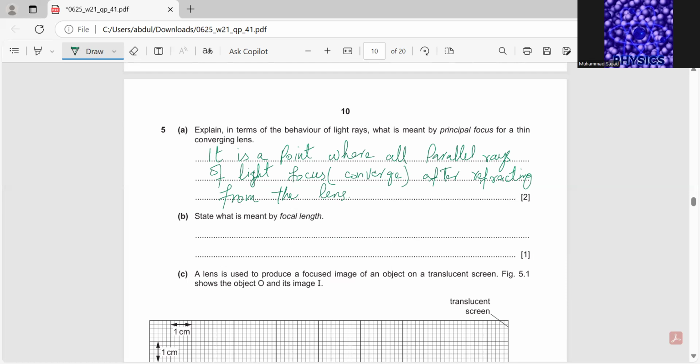Principal focus is a point where all parallel rays of light converge after refracting from the lens. Now the definition of focal length: it is the distance from the center of the lens to the principal focus.